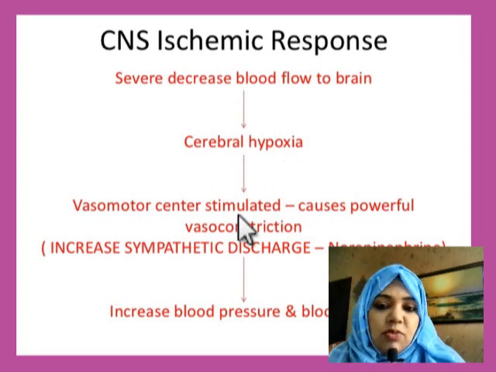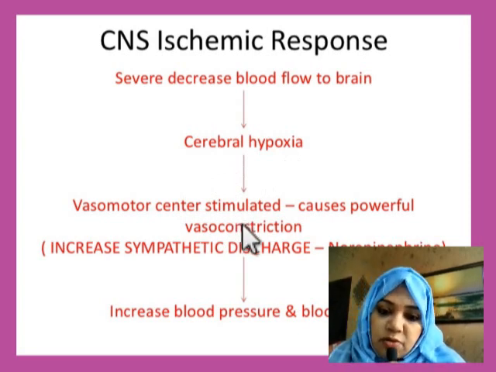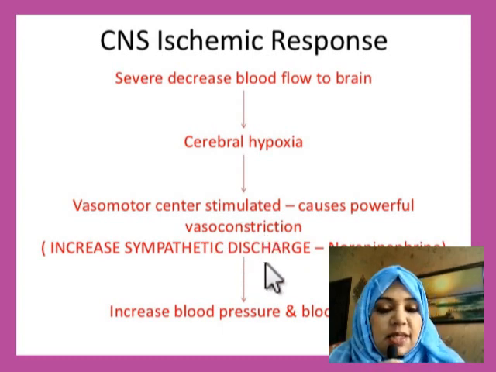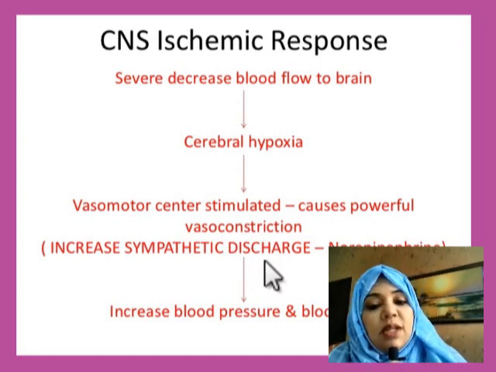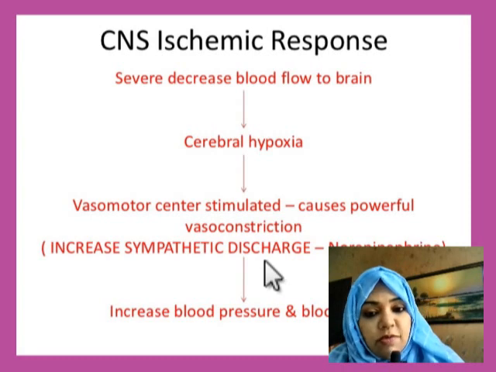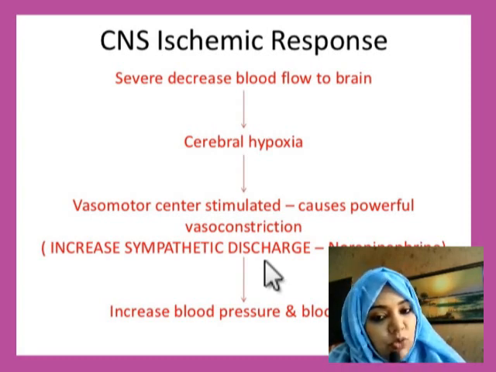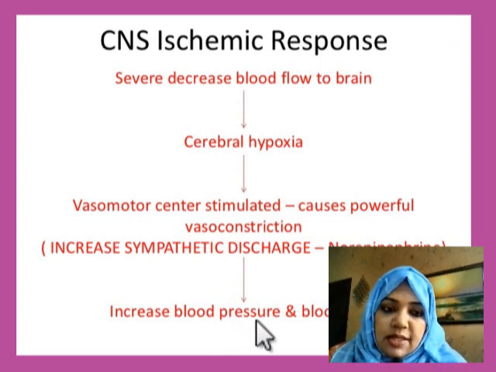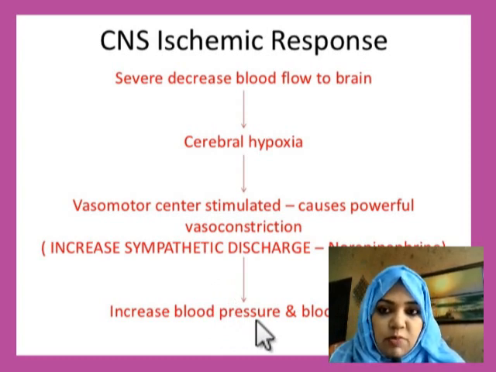This is a very powerful stimulation, and this will cause powerful vasoconstriction that will increase the sympathetic discharge, and this increase in the sympathetic discharge will increase our heart rate, our force of contraction, increase vasoconstriction, which will increase the total peripheral resistance, and ultimately it will increase the blood pressure. So in this way, the central nervous system ischemic response is working.